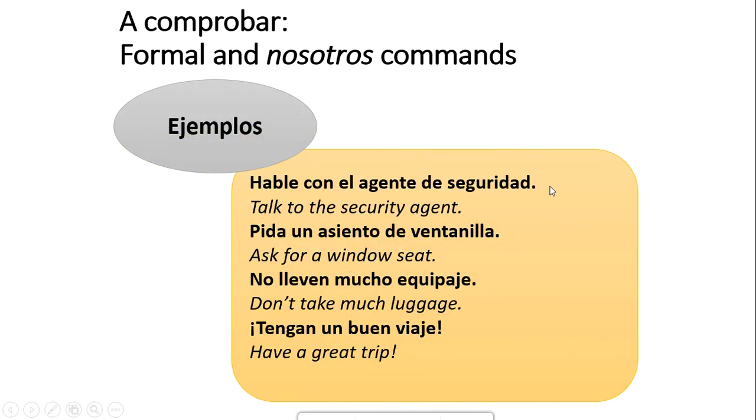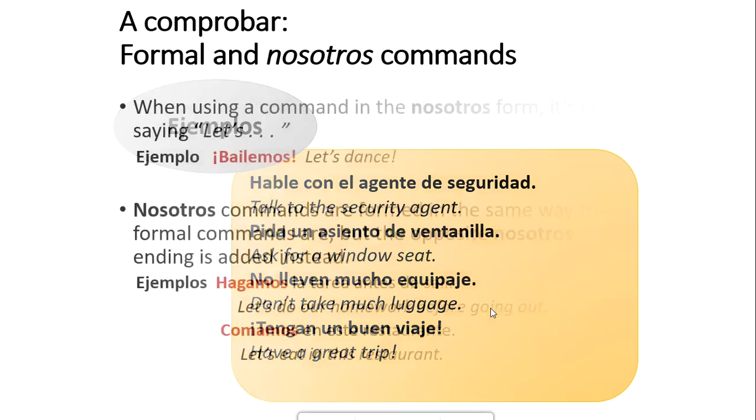Ejemplos. Hable con el agente de seguridad. Pida un asiento de ventanilla. No lleven mucho equipaje. Tengan un buen viaje.